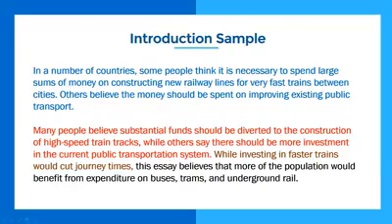Many people believe substantial funds should be diverted to the construction of high-speed train tracks, while others say there should be more investment in the current public transportation system. While investing in faster trains would cut journey times, this essay believes that more of the population would benefit from expenditure on buses, trams, and underground rail. So let's break it down. The bit in red is paraphrasing the question. The bit in brown is the first view. The bit in black is the second view.